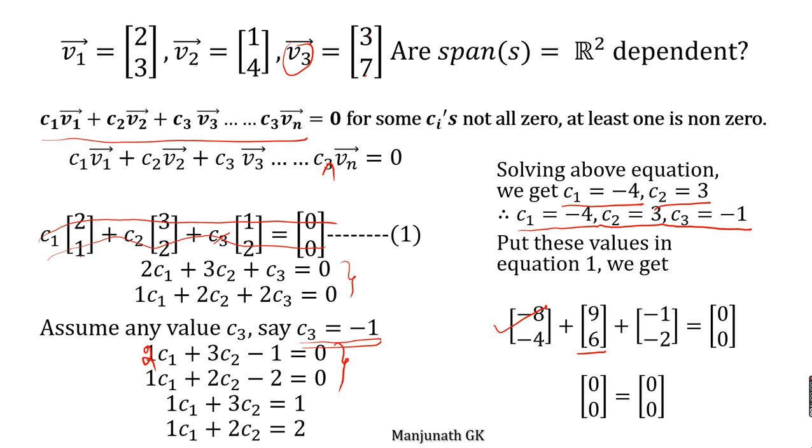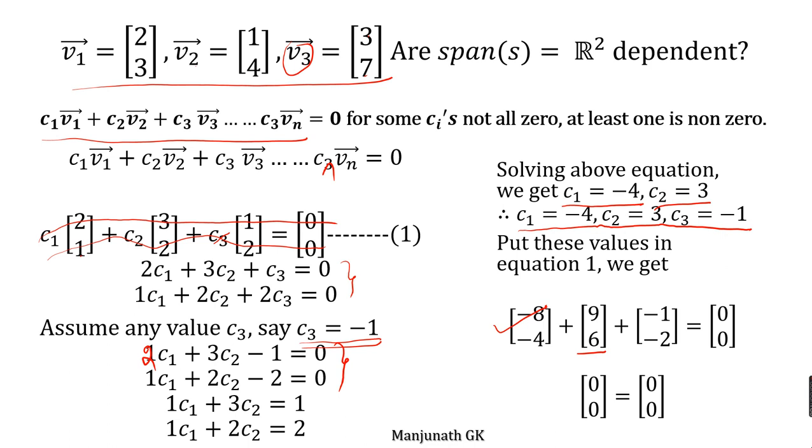So if this is the case, the given three vectors are dependent on each other. For any values of C1, C2, C3, if the LHS equals the RHS, then you can say that the given three vectors are dependent on each other.